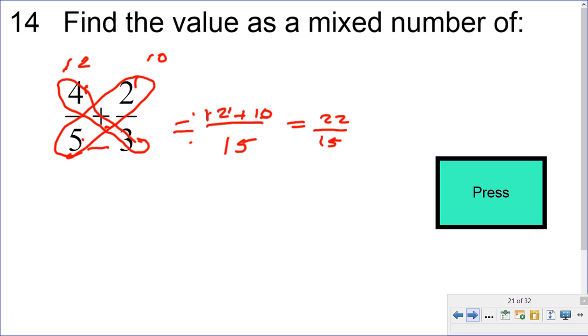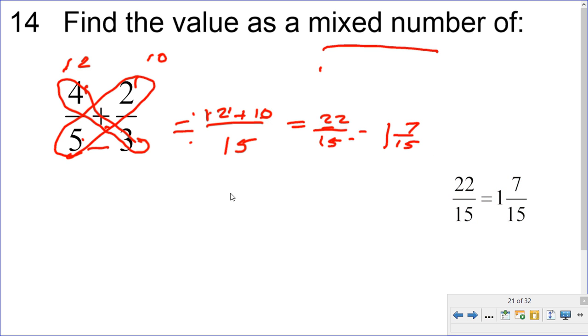Now, I have to make this a mixed number, so I divide 22 by 15, and that'll give me 1, because 15 goes into 22 one time, remainder 7. And we keep our denominator or divisor, which is 15. So our answer will be 1 and 7/15.